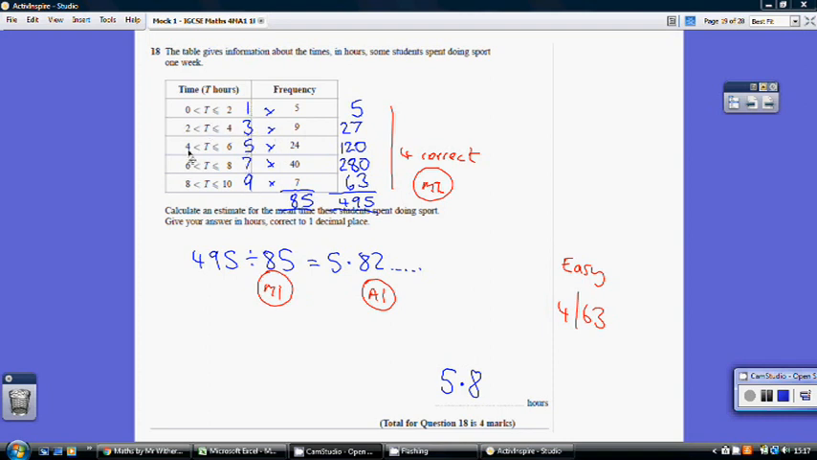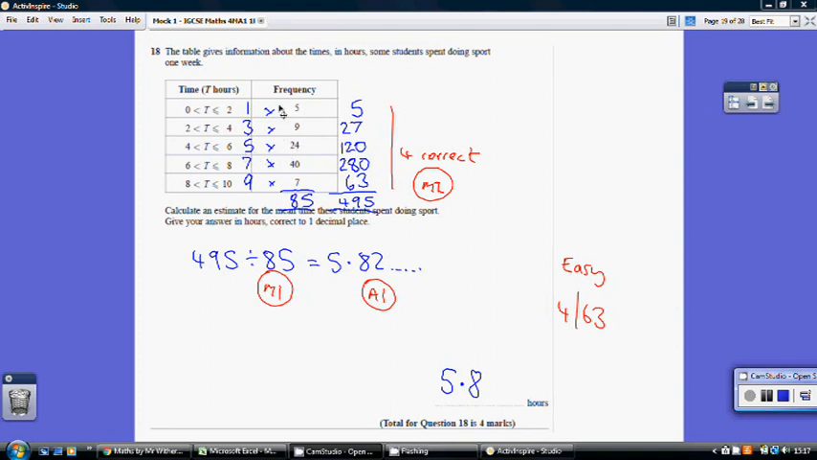These are normally easy to see. You just see what the middle number is. If it's a bit trickier, the midpoint is just the average. So just add the 2 numbers together and halve it to get these midpoints. Now for the rest of the question, that's how long we're going to assume they spent exactly exercising. So 5 people spent exactly 1 hour. 9 people spent exactly 3 hours, and so on.